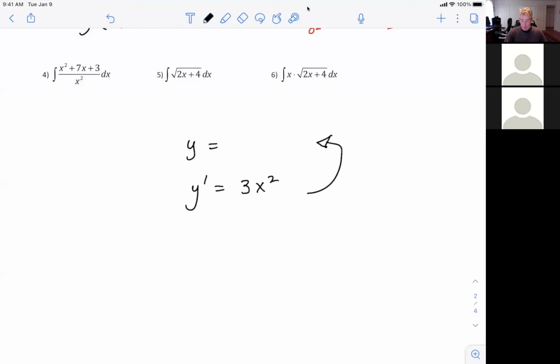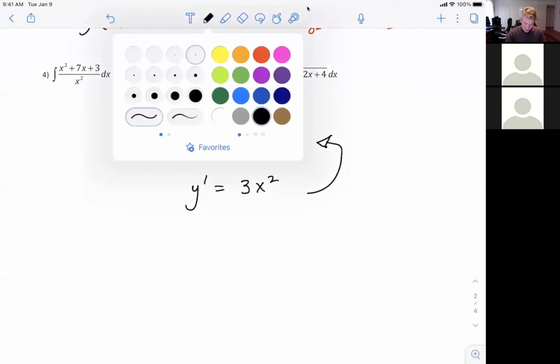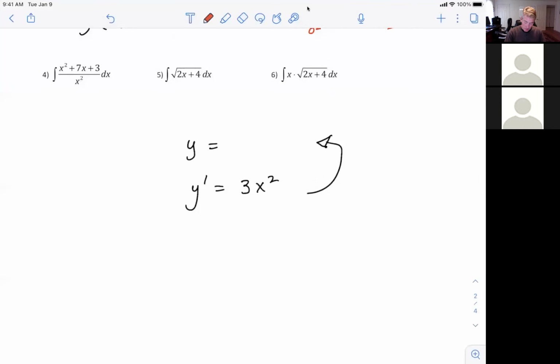And you have to do those steps in the opposite order. So it starts with the exponent. So instead of subtracting 1, you do the opposite, you add 1. And then that would make an exponent of 3. Then divide by that number.